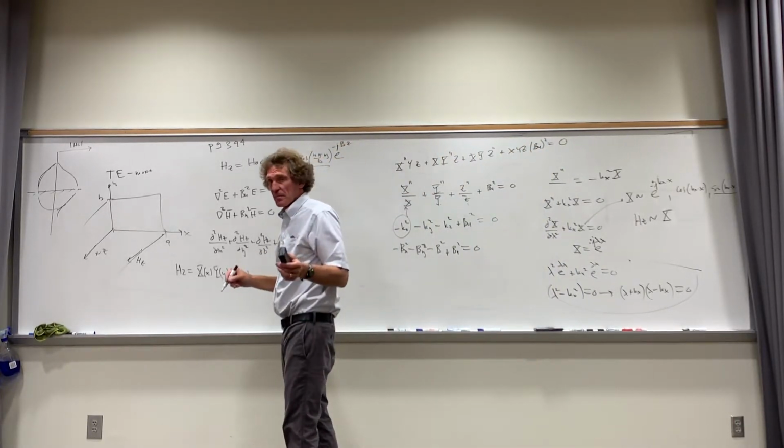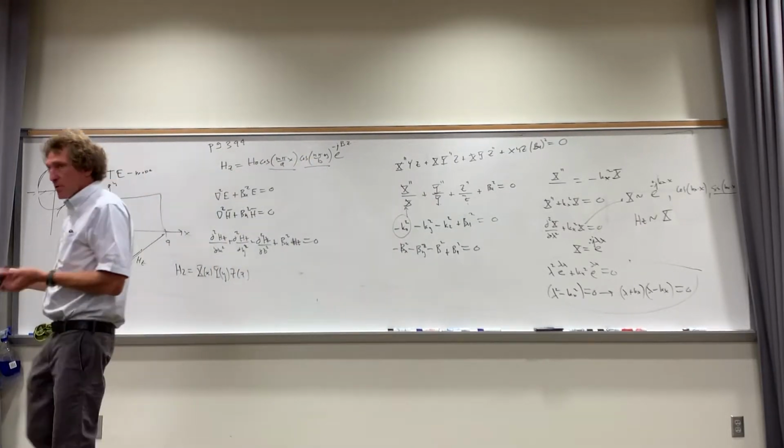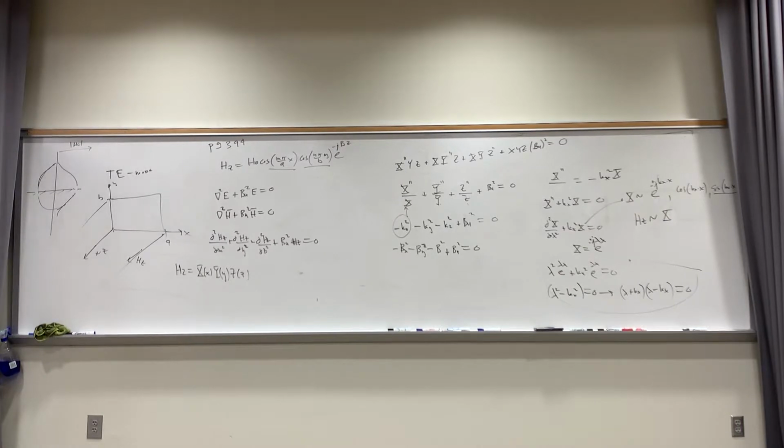And that's the reason that this is a cosine and not a sine. Because the H field at a conducting surface has to be a maximum or a minimum. That means the derivative of the H field tangent to the boundary, Hz in this case, has to be 0. And that's an important fact that a lot of people don't know well.